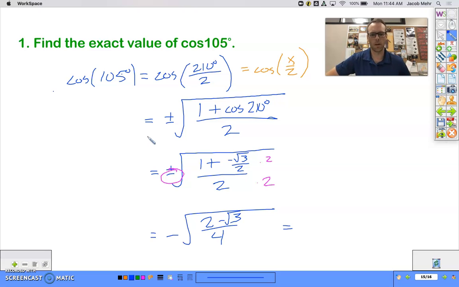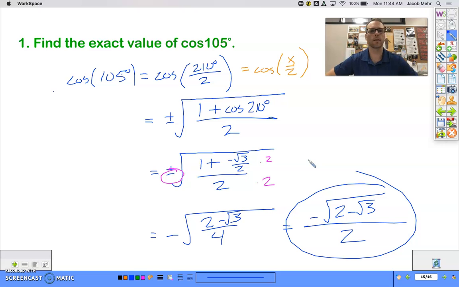All right, and to finish this one up, we can just take the square root of the denominator because the square root of 4 is 2, and that is the exact cosine of 105 degrees. Again, you could have used a sum, but I chose to use a half angle identity because that's what we're learning about right now.